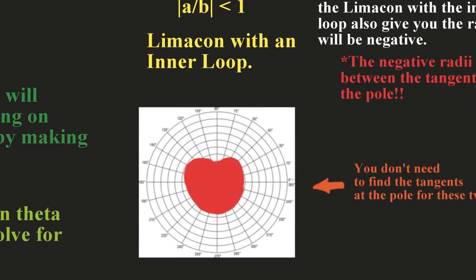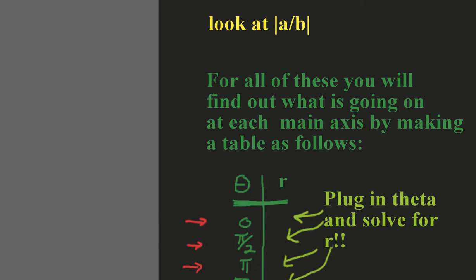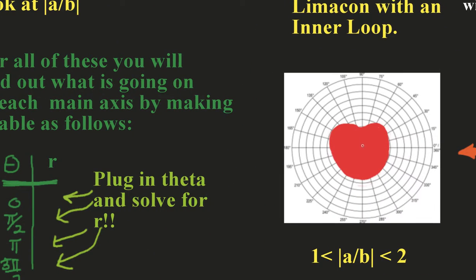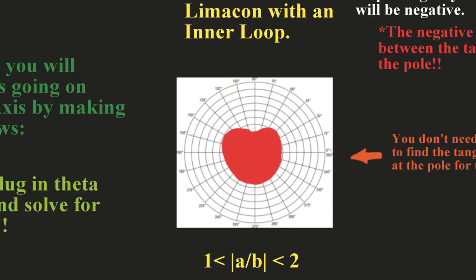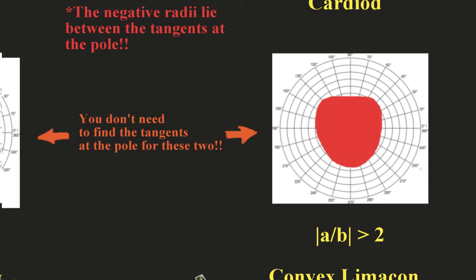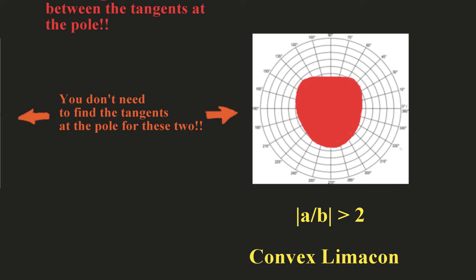These bottom two, you don't need to set equal to 0 because it never touches the pole. It never goes back to 0, 0 or any theta of 0. All right? You do your table for 0, pi over 2, pi, 3 pi over 2, and you know because a over b is between 1 and 2, then you are able to draw this dimpled limaçon. And then here we have the convex limaçon. Actually, that should be greater than or equal to 2 right there. Sorry about that. And again, because we never go back to the pole or the center, you don't need to set equal to 0, just do your table.